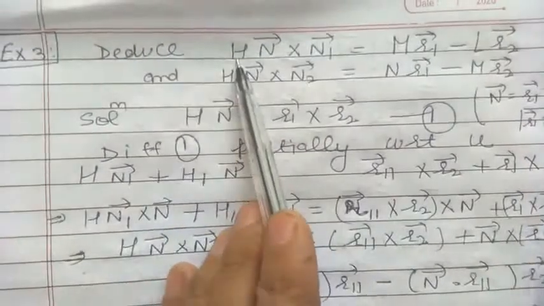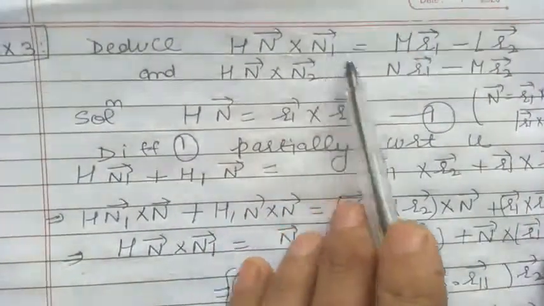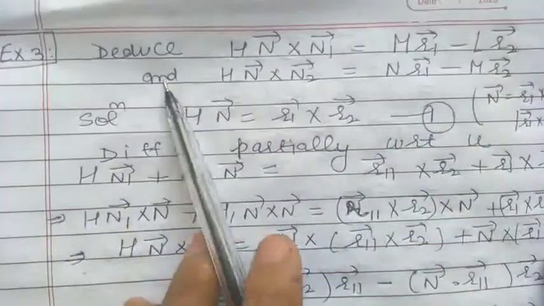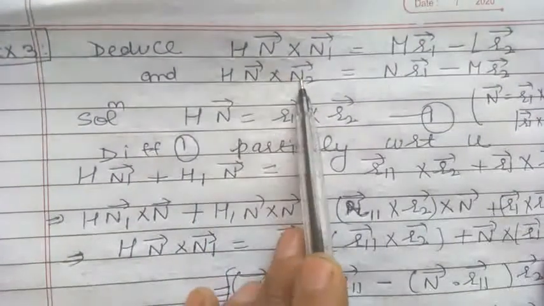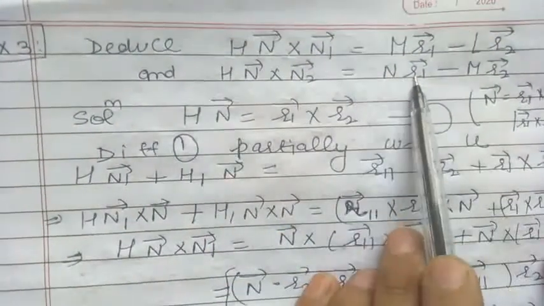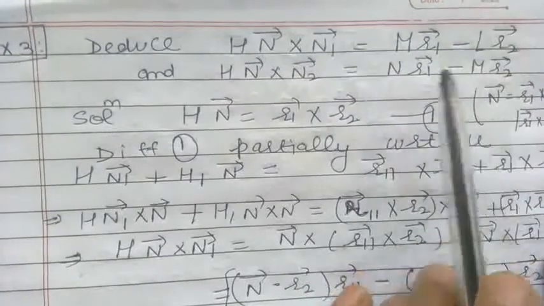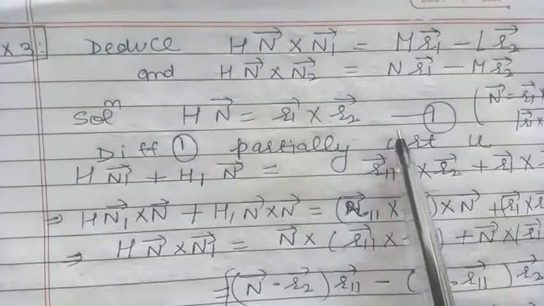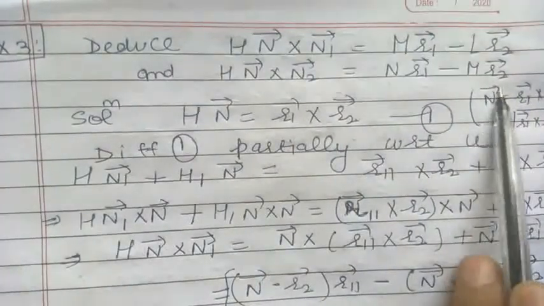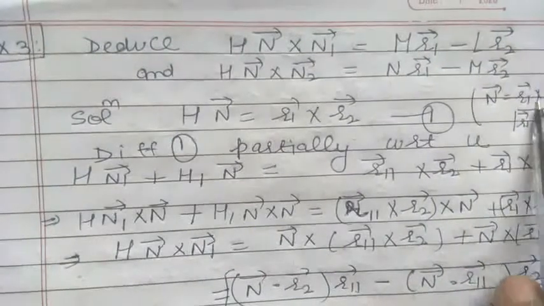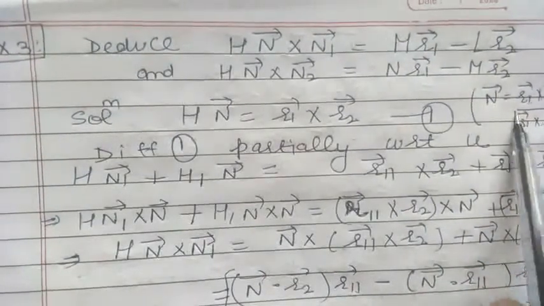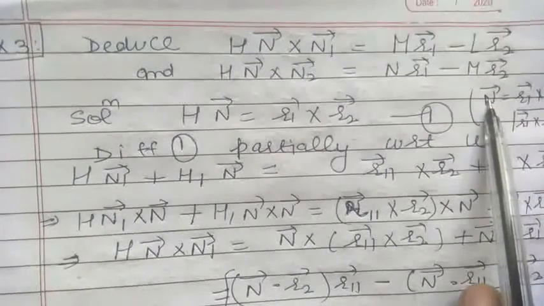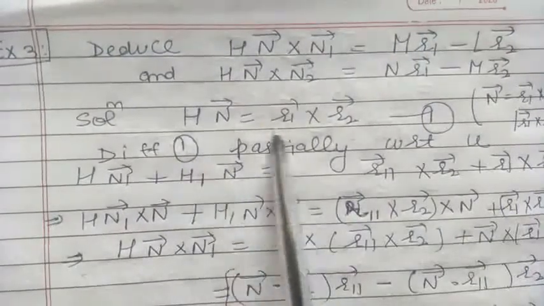deduce h into n cross n1 is equal to m into vector r1 minus l into vector r2, and the second part is h into n cross n2 is equal to n into vector r1 minus m into vector r2. We are to deduce these two results. So let us start from the definition of normal unit vector. By definition, the normal unit vector to the surface is given by r1 cross r2 divided by its magnitude. Now because this magnitude is h, from here r1 cross r2 is equal to h into n. So we have obtained this result.